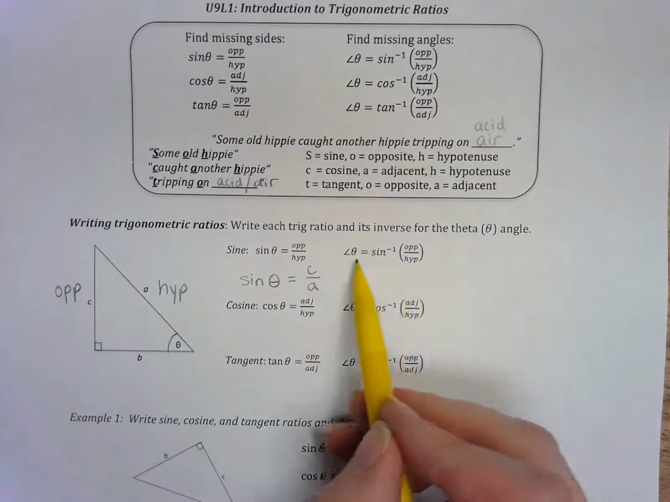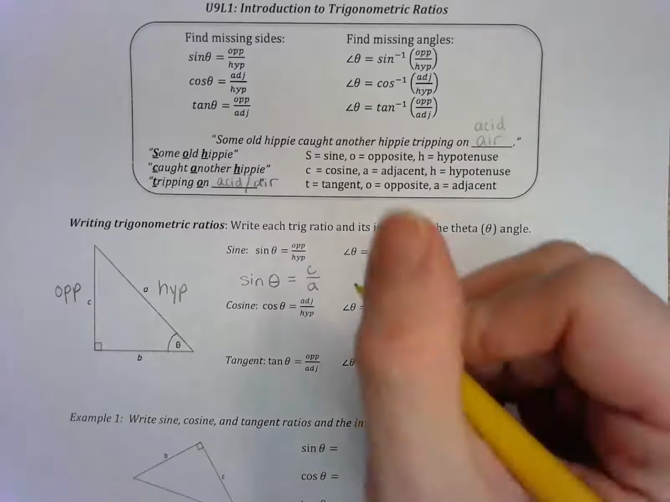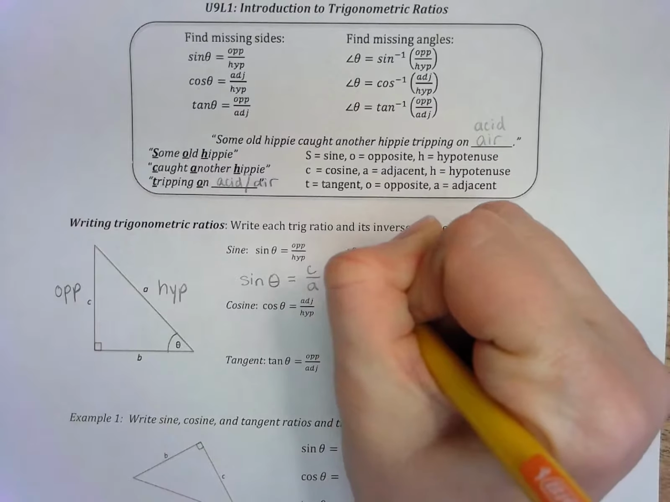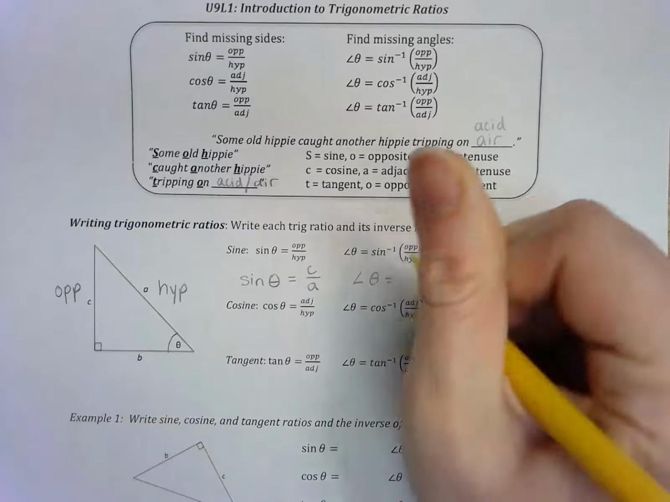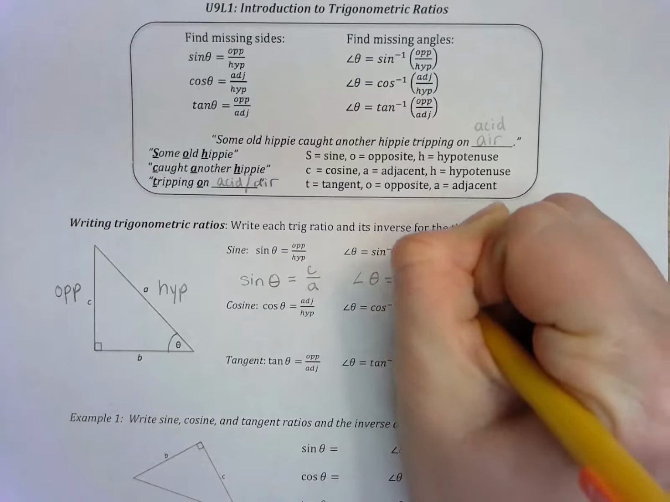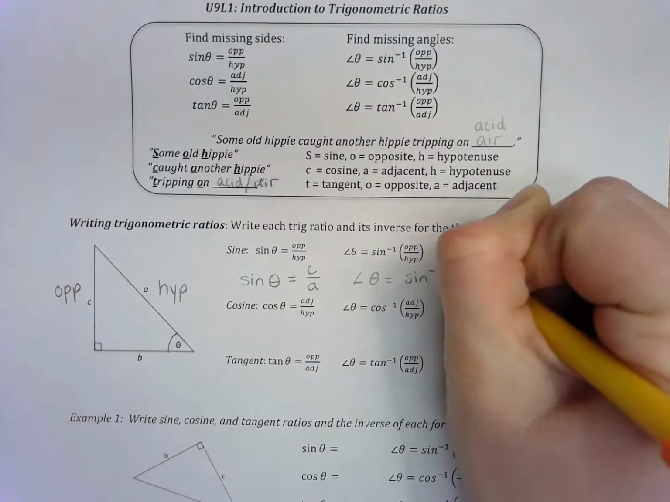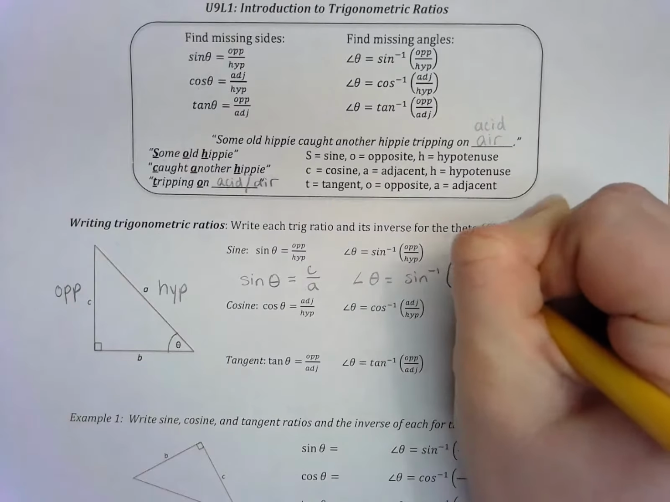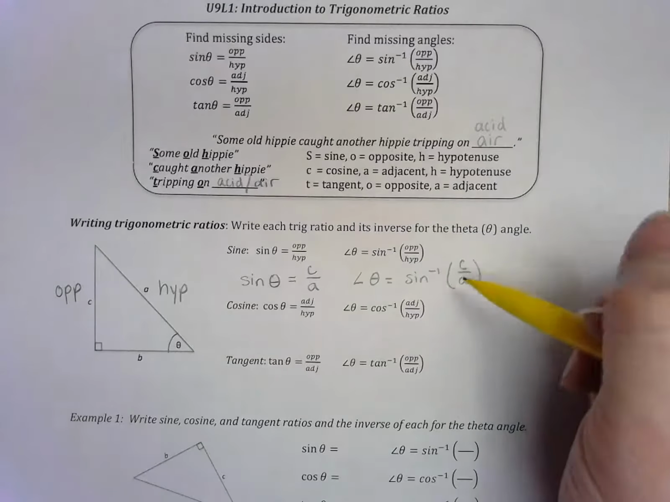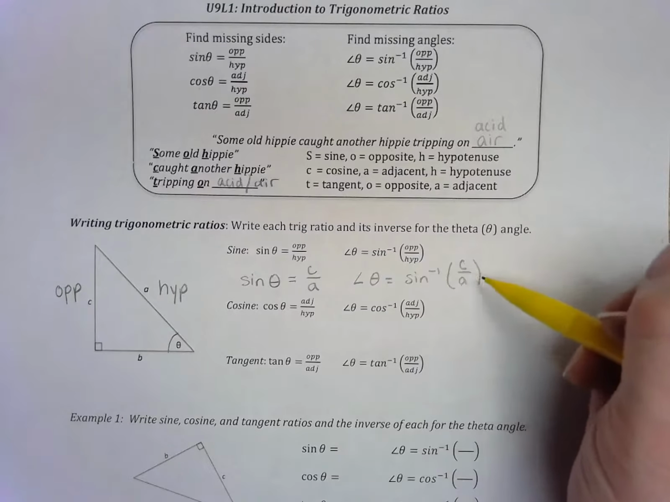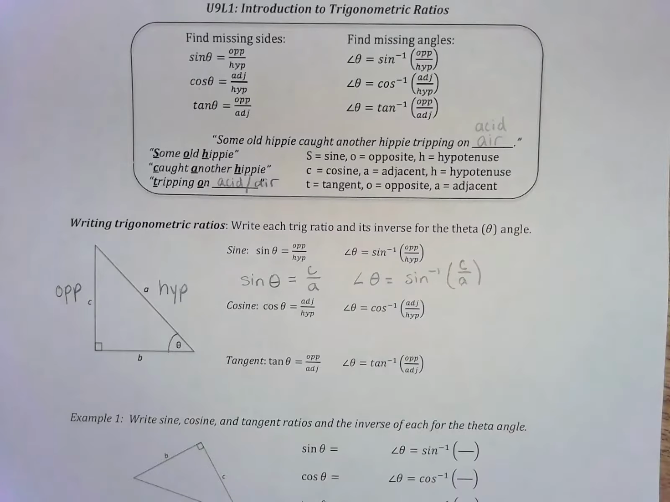If you wanted to solve for that theta angle, you could use inverse sine. So the angle theta will be inverse sine of opposite over hypotenuse. So if we know those measurements, we could calculate the angle measure.